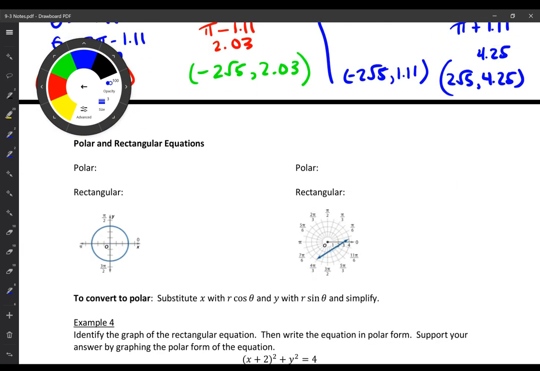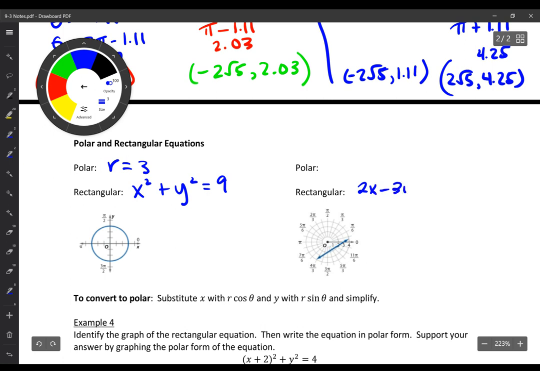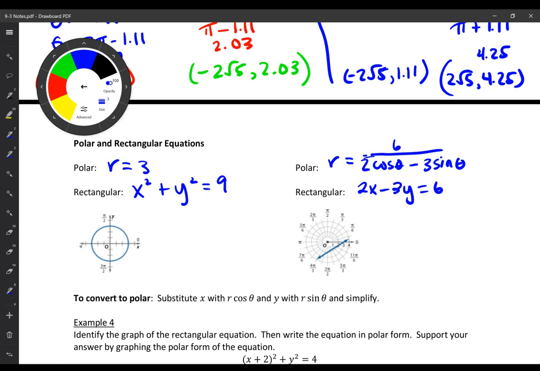So looking at the next page, we're going to look really quickly at some examples. In the picture, this has a radius of 3. So in polar, that's just r equals 3. In rectangular, it turns out that that is x squared plus y squared equals 3 squared, or x squared plus y squared equals 9. On the second one, the rectangular form is 2x minus 3y equals 6. So we've got an equation for a line. But in polar, it's r equals 6 all over 2 cosine theta minus 3 sine theta. So lots of crazy stuff going on.